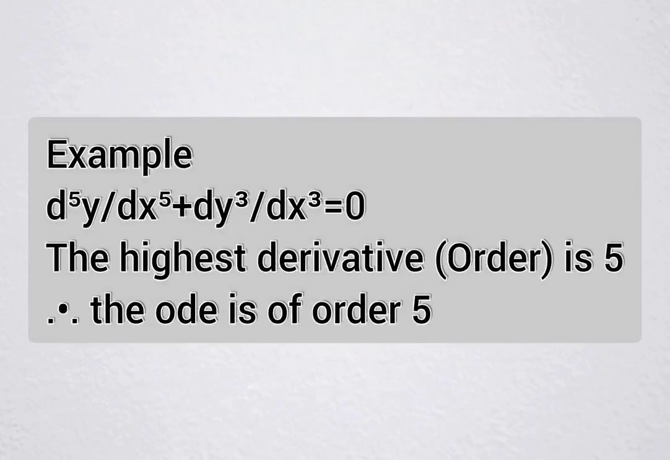Now looking at the given example here, we observe that the ODE has two derivatives. The first derivative has a 5 and the second derivative has a 3. The derivative with the 5 is the derivative with the highest order. Therefore, this ODE is an ODE of order 5.